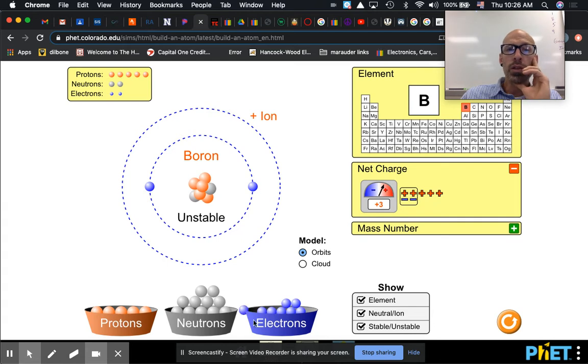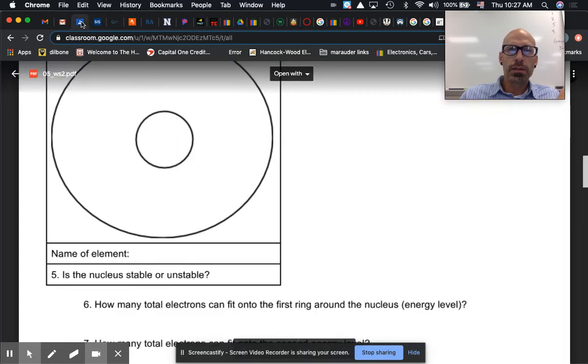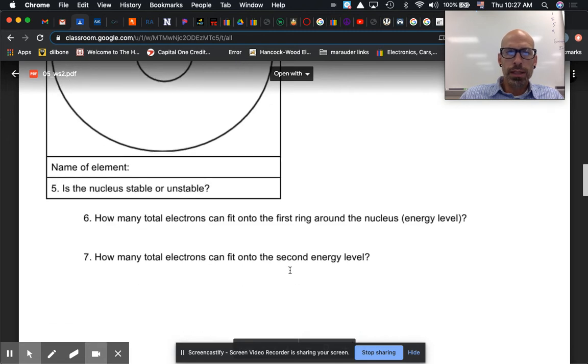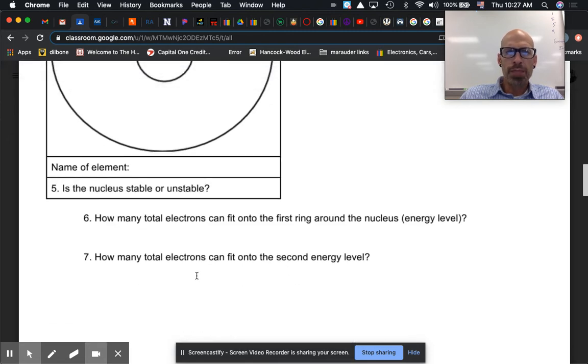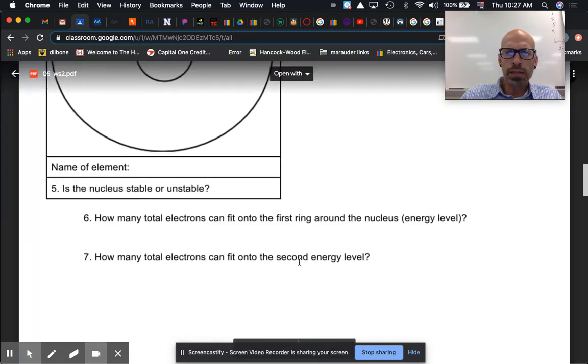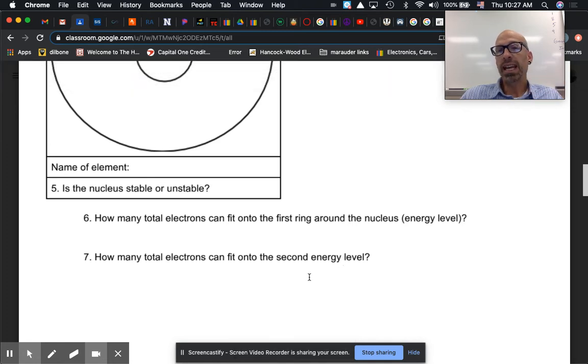Now, hopefully you then also find out that all the rest of these, the 8 that are left, fit in the second ring. Now, the answer to this question then, is it 8? How many total electrons can fit into the second energy level? Is it 8 because that's how many can fit in it? Or is it 8 because they only gave us 8 more? Well, it's 8 because that's all it can fit.